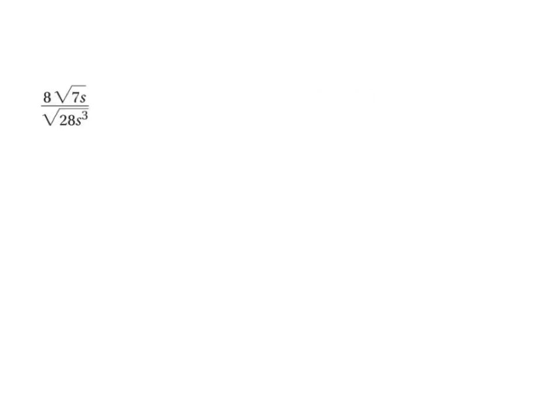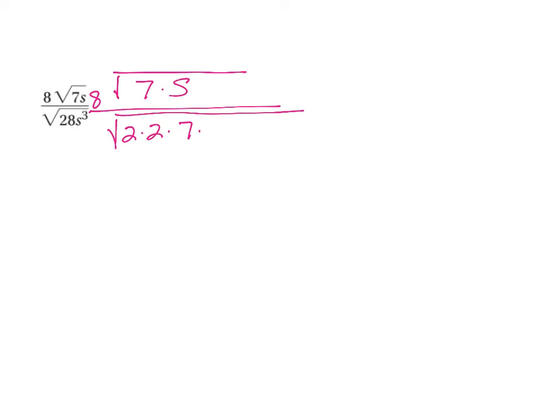All right, one last one here. 8 is going to hang out in that numerator for me. 7s, I can't do much with that, but in the denominator, I can do a little bit here. So this would be 2 times 2 times 7, and then 3 s's. I'm actually able to cancel out the 7's and an s. My index is 2, so I can circle some pairs.